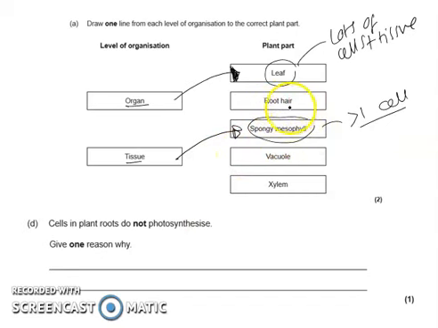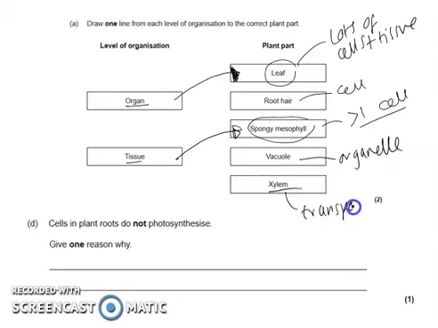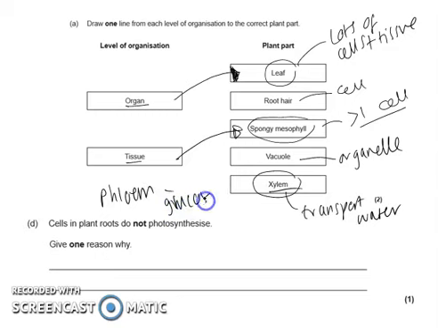Root hair cells, this is a cell. Root hair cells are found in the roots and they absorb water. A vacuole is actually found in the palisade layer of plant cells, and this is an organelle. And the xylem is used to transport water. Now, you may have heard of another type of vessel, and this would be the phloem. The phloem transports glucose up and down the plant.